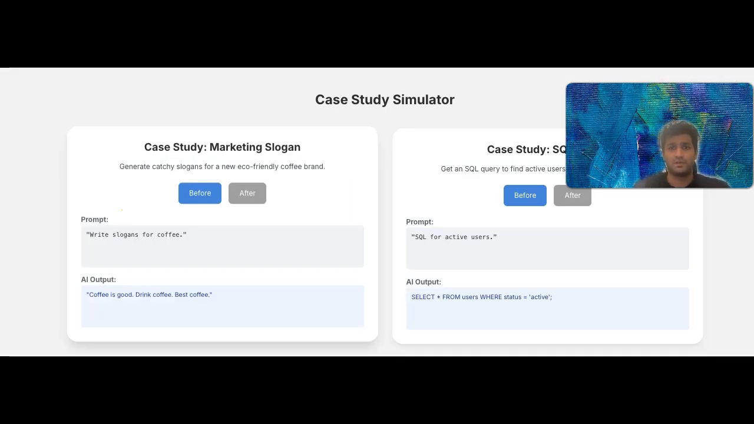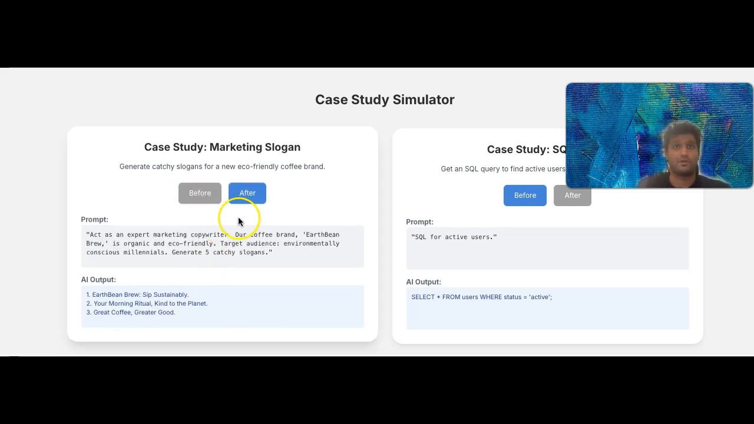Let's look at a few more examples of how applying prompt engineering principles and techniques can dramatically improve AI outputs across different tasks. With the vague prompt that we feed in initially, we get a poor output from AI, which just says coffee is good, drink coffee, best coffee. But afterwards, by adding a role, specific details about the brand and audience, and even a few short examples of the desired slogan style, the AI produces far more relevant and creative results.